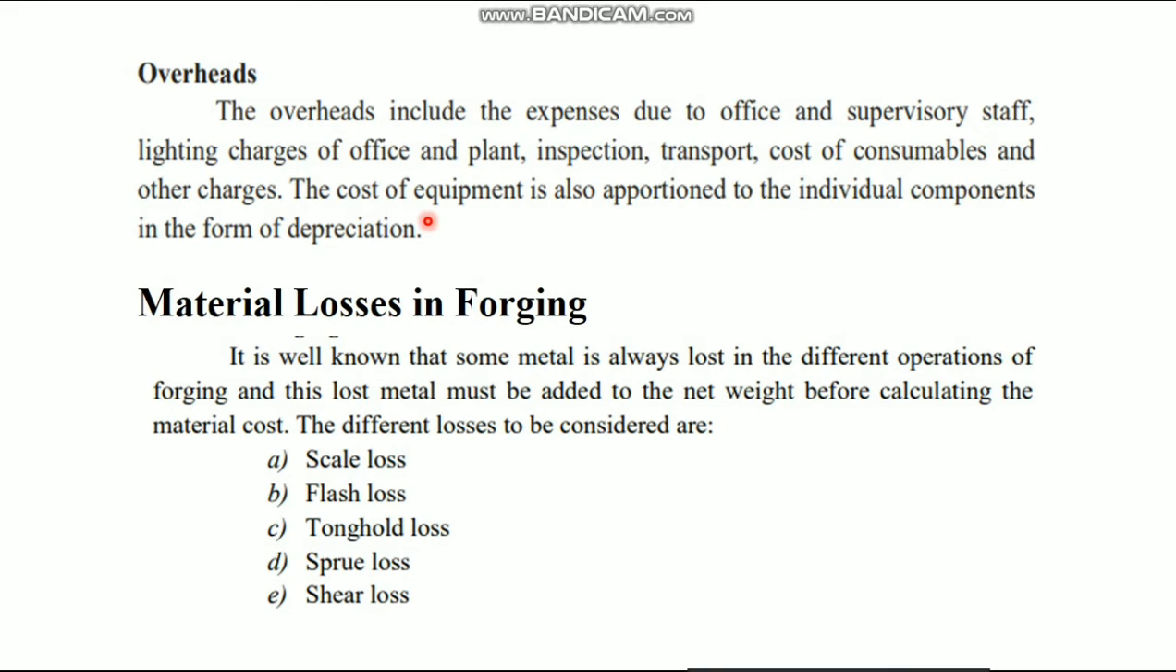Then the second topic is material losses in forging. In forging shop, some material will be lost. While calculating the material cost of the product, we have to consider the loss also. These are the main losses that occur in forging shop: scale loss, flash loss, tongue hold loss, sprue loss, shear loss.